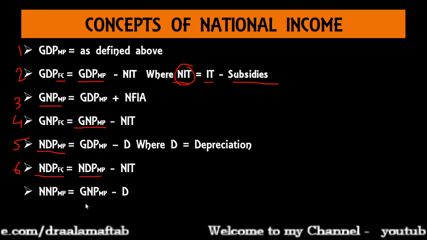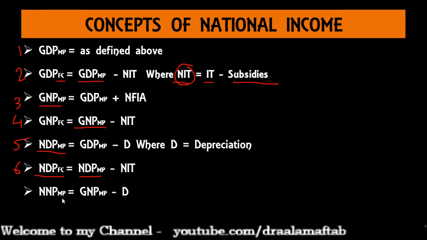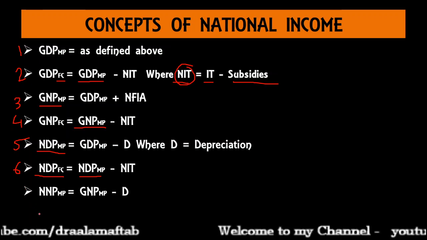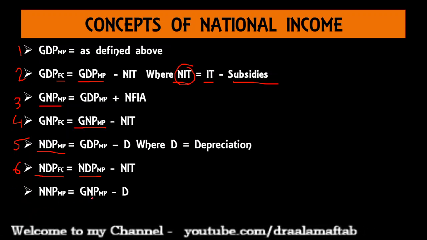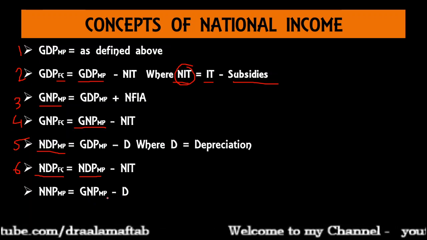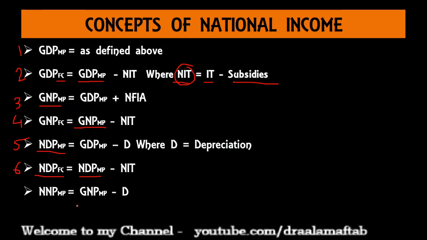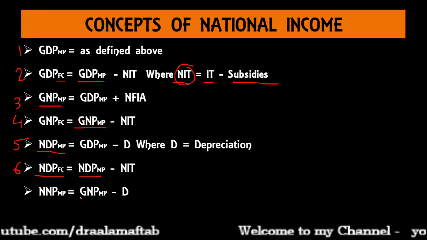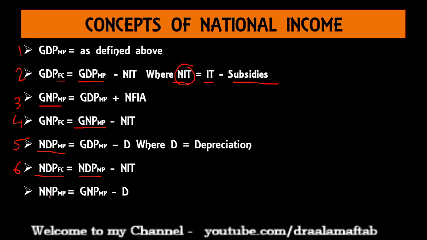The seventh variant is net national product at market price. To arrive at net national product at market price, we simply deduct depreciation. As I have told you, to get the net value, simply deduct depreciation from the gross value. So take the similar concept, that is GNP, gross national product, and this is net national product.